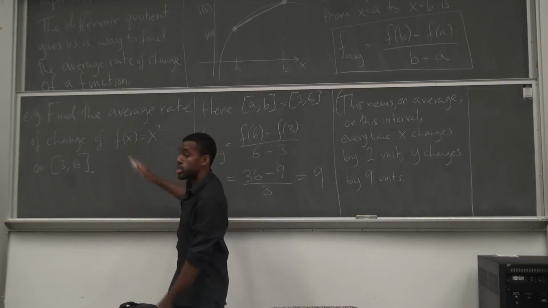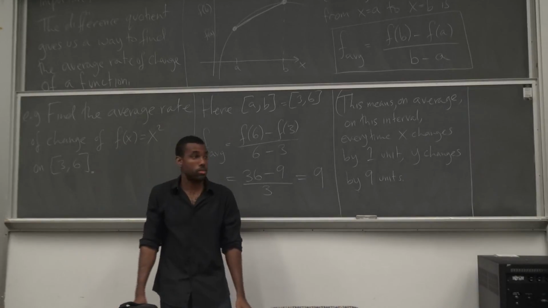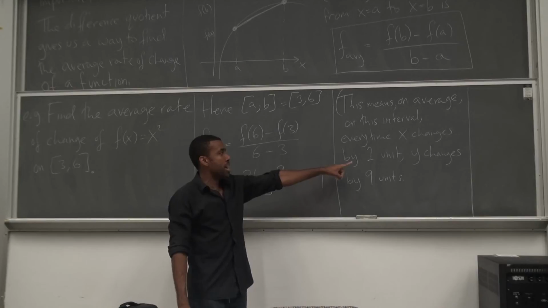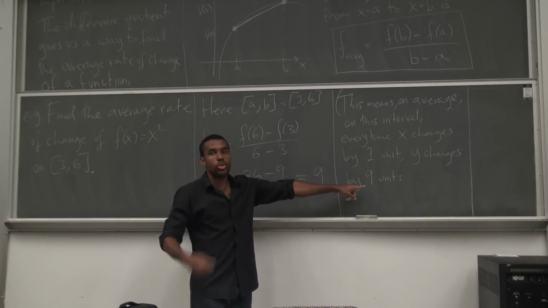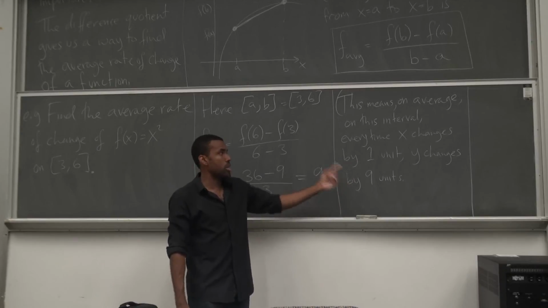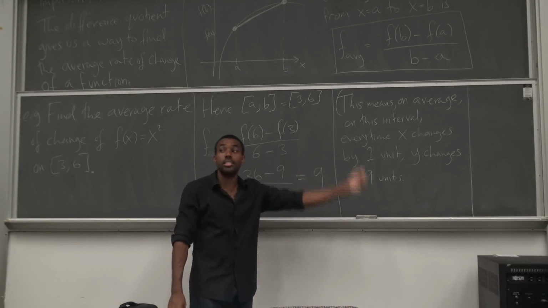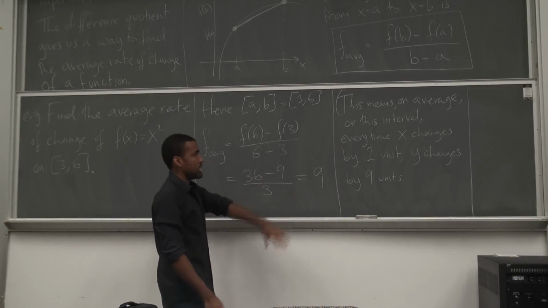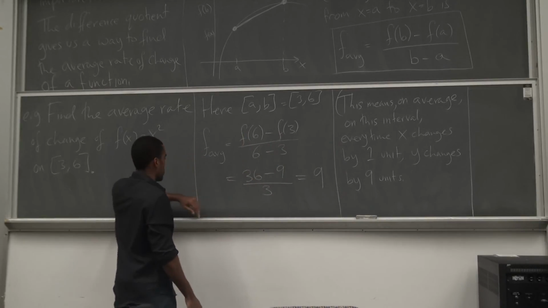Your function could be decreasing, in which case the average would be negative. And so in particular here, I could say every time x increases by 1, y will also increase by 9. If this was a negative number, the interpretation would be, as x increases by 1, my y actually decreases by 9. So the sign would actually just tell you about increasing or decreasing in that case.